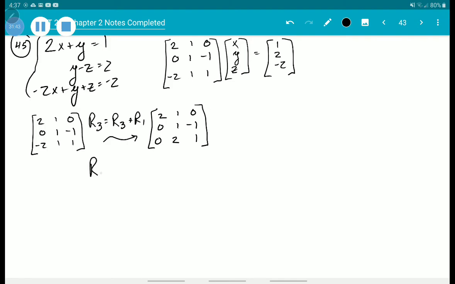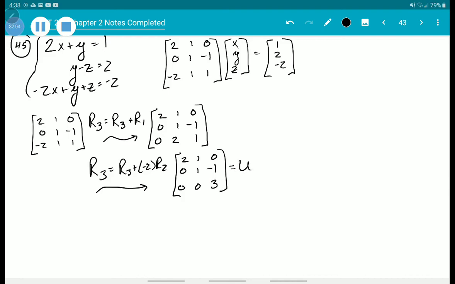And then I'm going to take row 3 again and replace it with row 3 plus negative 2 times row 2. And that's going to give me an upper triangular matrix. Remember, this is not the only way to do it. This is what I saw. So there's my U. We've done 2 row operations to get to an upper.